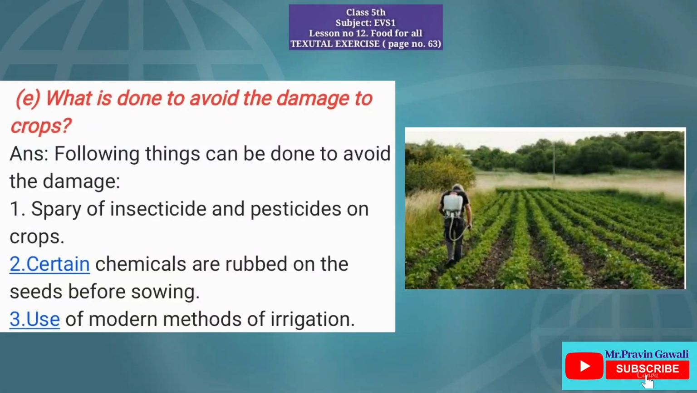Next question. E. What is done to avoid the damage to crops? The answer is, following things can be done to avoid the damage. 1. Spray of insecticides and pesticides on crops. 2. Certain chemicals are rubbed on the seeds before sowing. 3. Use of modern methods of irrigation.